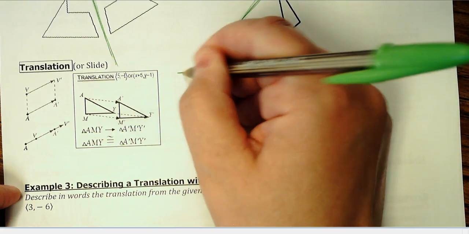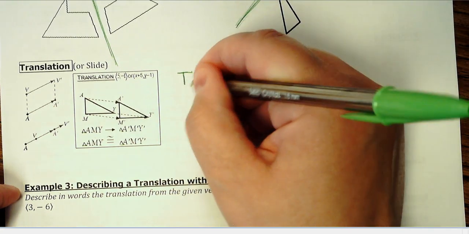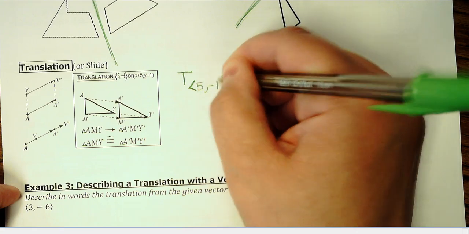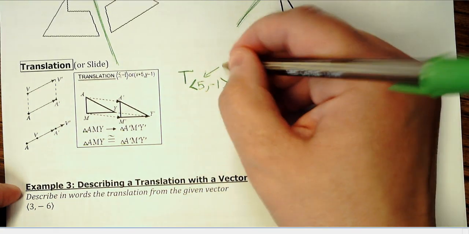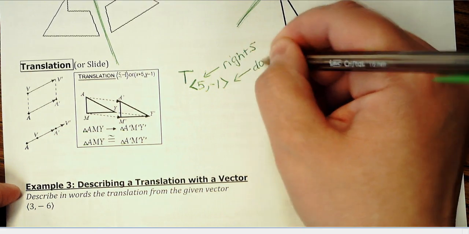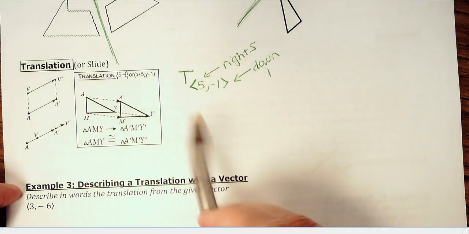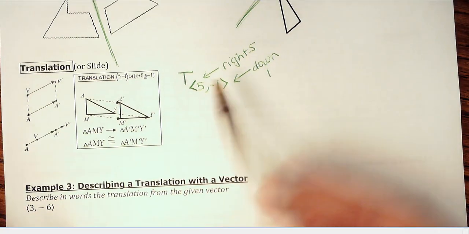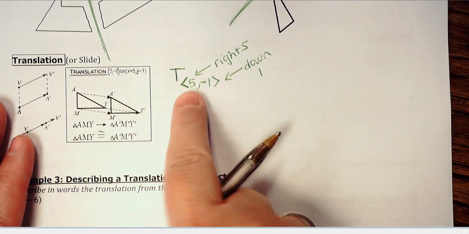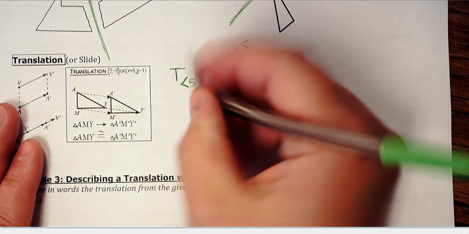You see a T, and you might just see a little vector. It'll say 5, -1. What this means is you're going to go right 5 and down 1. So the first number is just like your x coordinate, the second is like your y coordinate, so that you're going to take the point, you go 5 to the right, down 1.